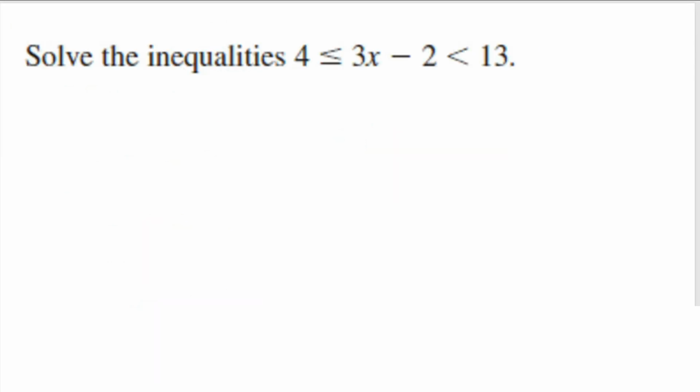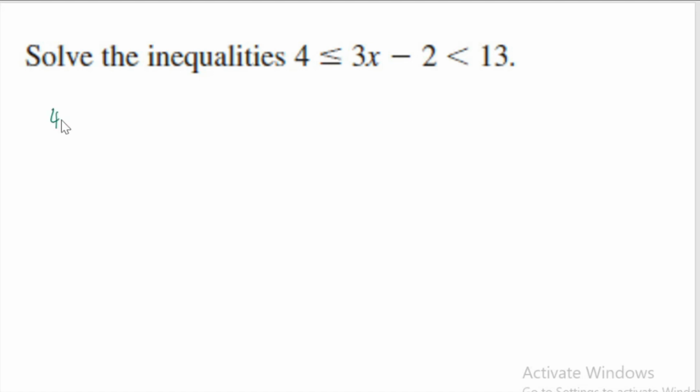Okay, number 2, solve the inequalities 4 less than or equal to 3x minus 2 and 3x minus 2 is less than 13. Or you can read this one as 3x minus 2 is greater than or equal to 4 and 3x minus 2 is less than 13. So to solve for that, we need to transpose negative 2 to the left hand side and to the right hand side. So this is what I'm trying to say.